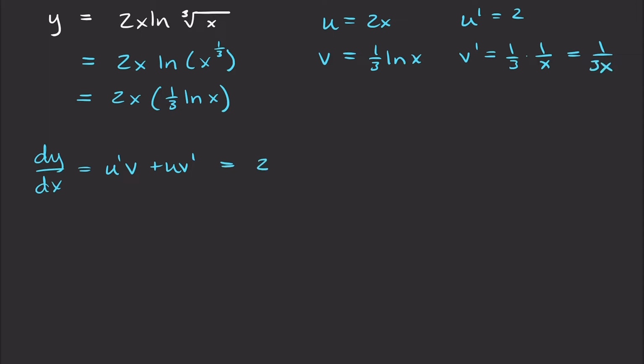And so now I can just plug in. I have 2, which is my u prime, times v, which is 1/3 ln x, plus u, which is 2x, times v prime, which is 1 over 3x.